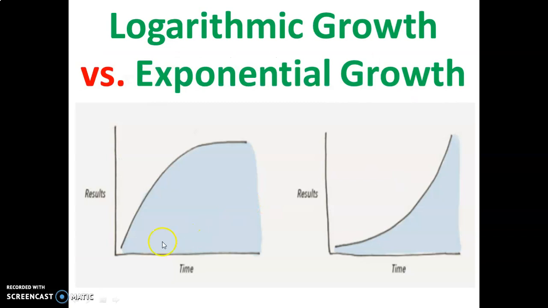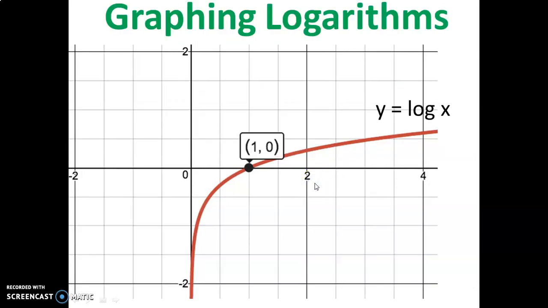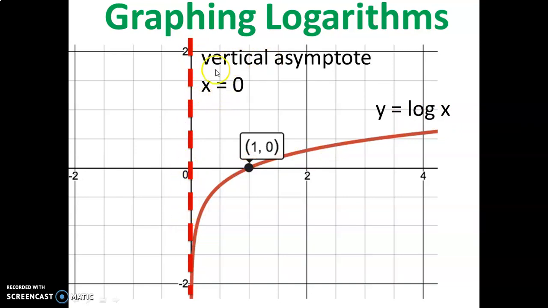Okay, so we've been talking about exponential growth and logarithmic growth. It's important to understand these graphs now. Let's just summarize again. When you graph a log function, there's a basic log function. This would have a base 10. It passes through point 1, 0. It has an asymptote right there at x equals 0, vertical asymptote.